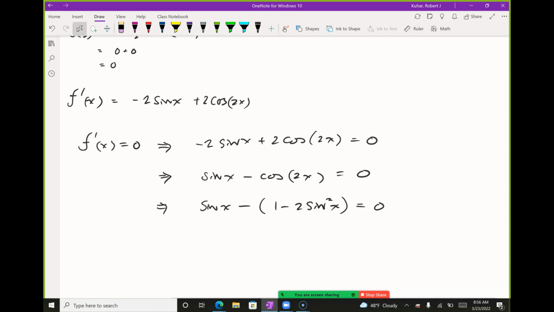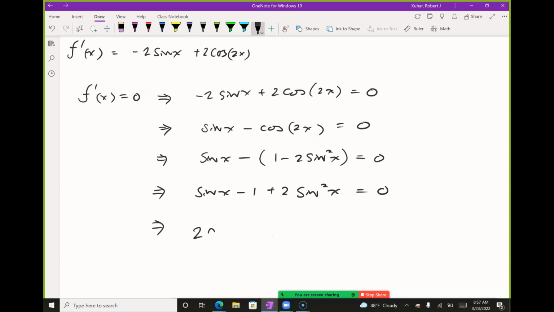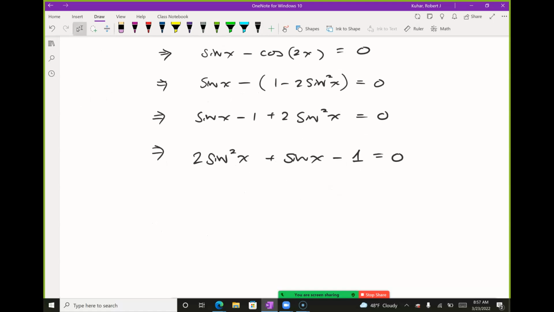How do I know I got the right one? Because I've got a sine that I can't get rid of, so I want to turn everything into sines, right? So what do I get here? I get sine x minus 1 plus 2 sine squared x equals 0. And it looks like I have a quadratic: 2 sine squared x plus sine x minus 1 equals 0. Please solve this without copying me.